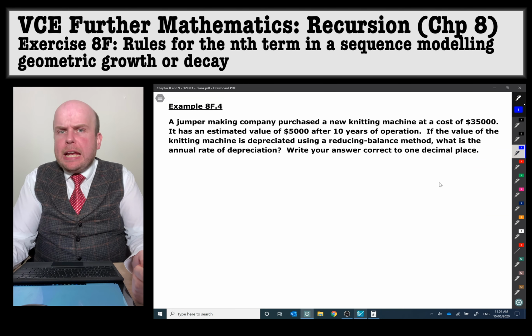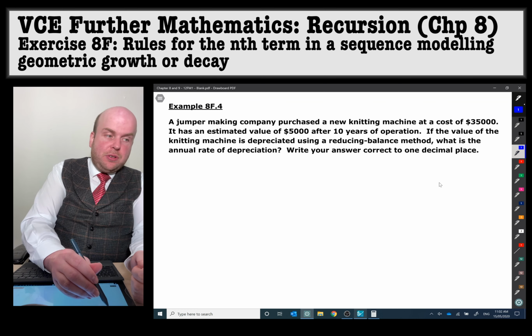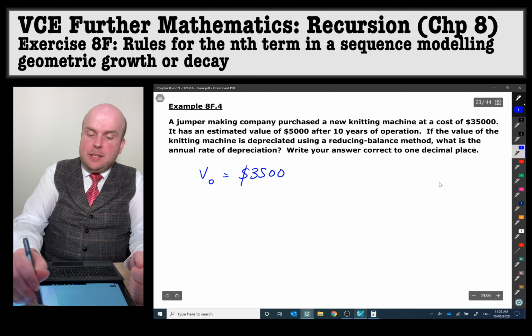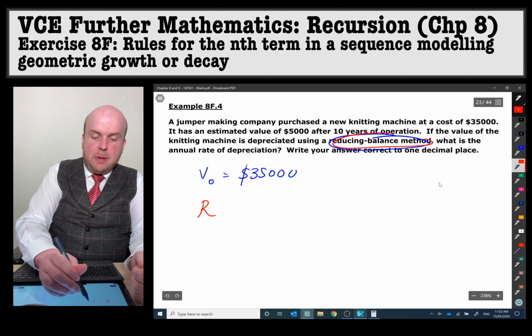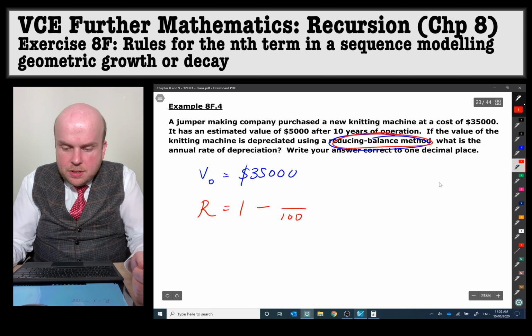8F.4. A jumper making company is purchasing a new knitting machine at a cost of $35,000. It has an estimated value of $5,000 after 10 years of operation. If the value of the knitting machine is depreciated using a reducing balance method, what is the annual rate of depreciation? Write your answer correct to 1 decimal place. So our initial amount is $35,000. It's a reducing balance method, so that means that our R value is going to be 1 minus some sort of rate over 100.